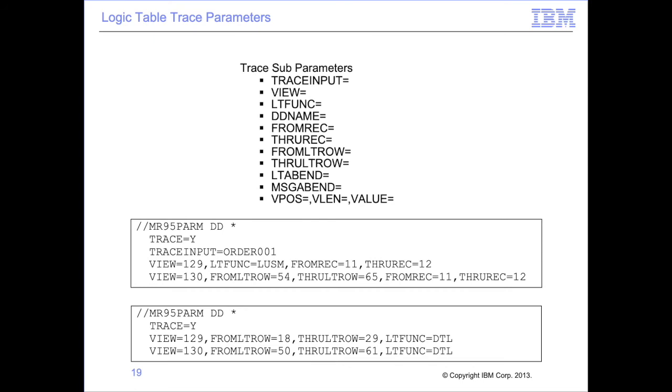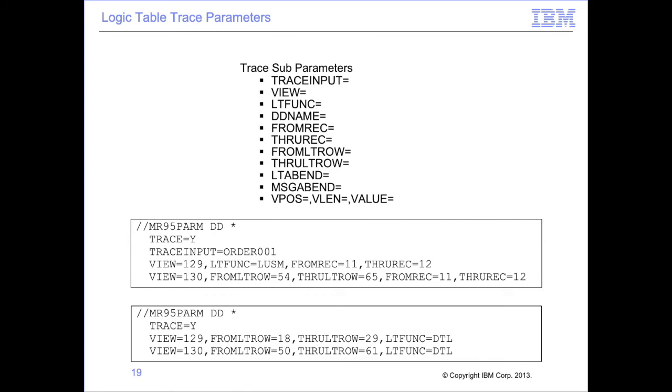The LT function parameter will trace only a specific logic table function, like a CFEC function. The DD name will trace only that input file. From rec and through rec will trace from a specific record to a specific record in the input file. Similarly, from LT row and through LT row will trace only specific logic table rows. LT append will cause MR95 to produce a dump for debugging if it executes a specific logic table row, and message append will cause MR95 to append if it produces a specific error number, like an OC7 data exception.